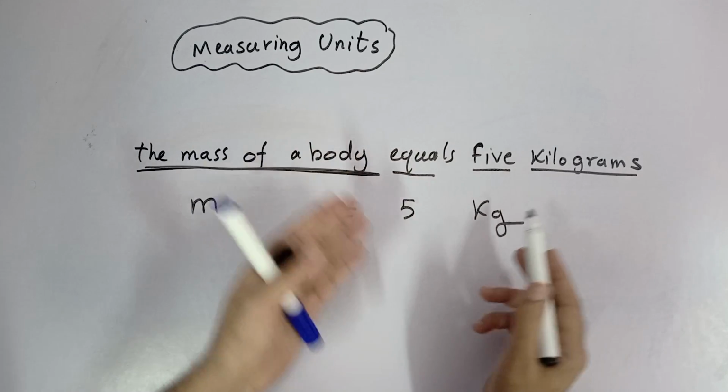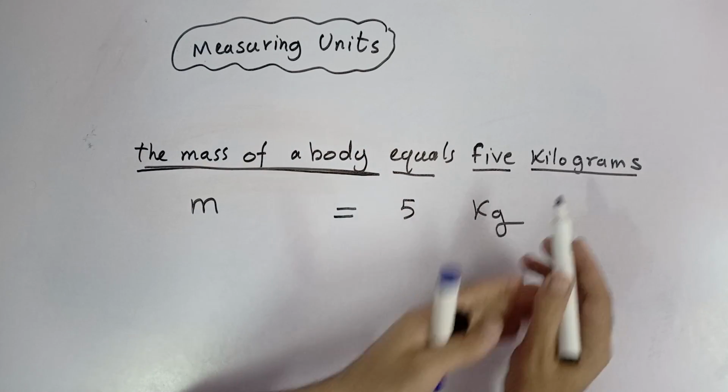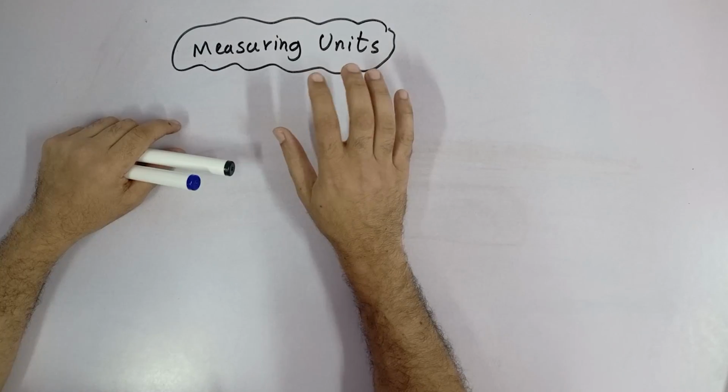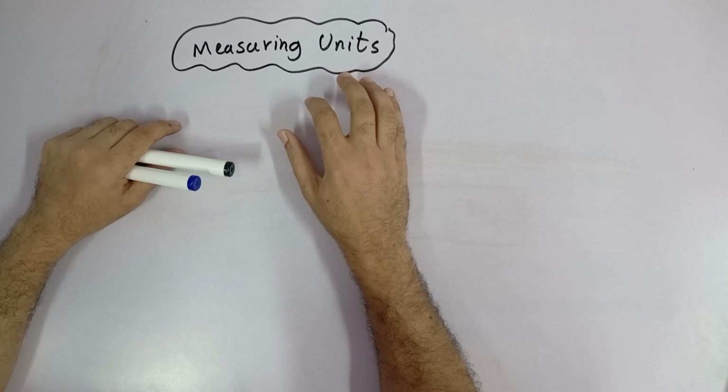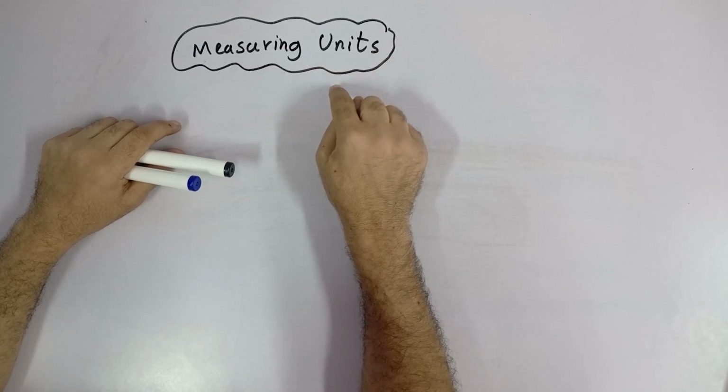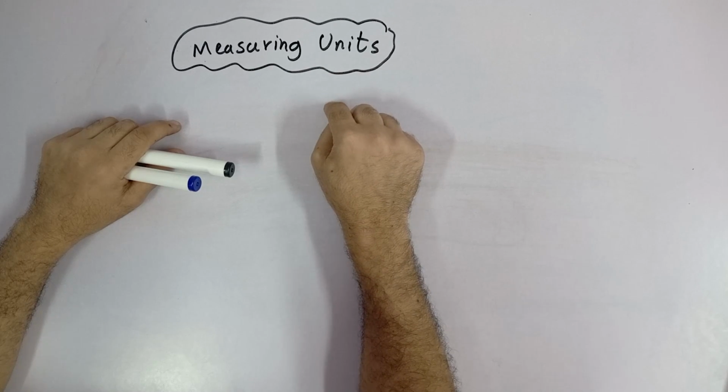5 means 5. Kilograms, kg means kilograms. So we will use these notations. Okay, there are several systems used all over the world to determine the fundamental physical quantities and their measuring units.